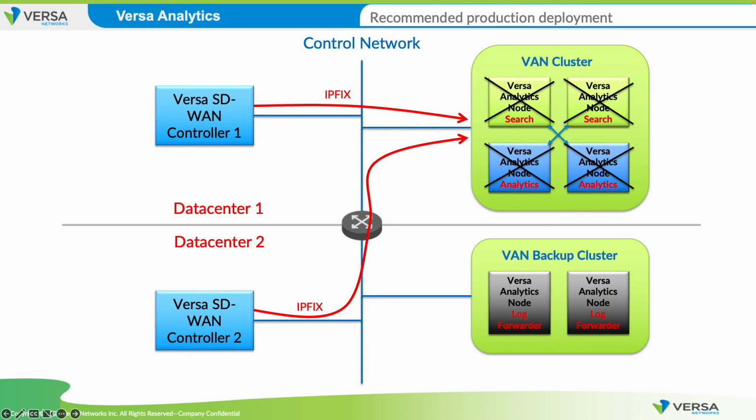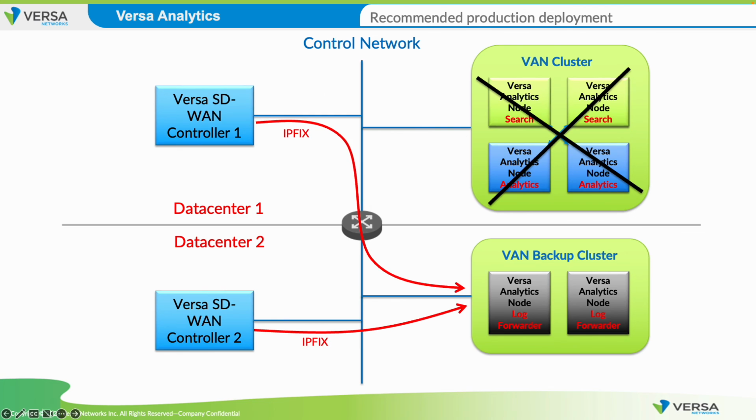Only in case all the nodes fail, controllers will redirect all the IPFIX flows to the redundant analytics cluster. Their data is going to be stored until the main Versa Analytics node becomes available, and then the driver will just push the data which was collected during the time of the blackout from the archive to the main database in the main analytics cluster. I hope this was informative for you, and thank you for watching.